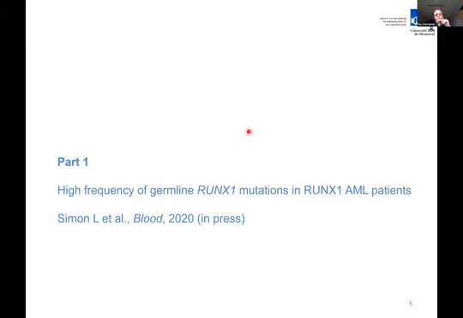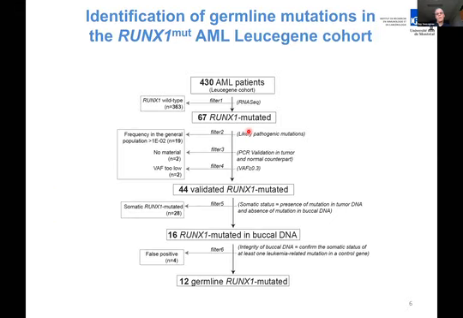Okay, so the first piece of work, which I'll quickly go through because it's basically just to show you what Laura just finalized recently and published in Blood, which should come out shortly. It's basically this high frequency of germline RUNX1 mutation in the RUNX1 AML patients in the Leucégène cohort. So this was the first Leucégène cohort, not the 700, but the 430 patients. And Laura initially identified 67 of these that are RUNX mutated, 44 were validated.